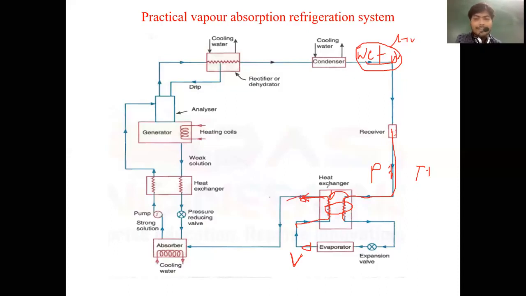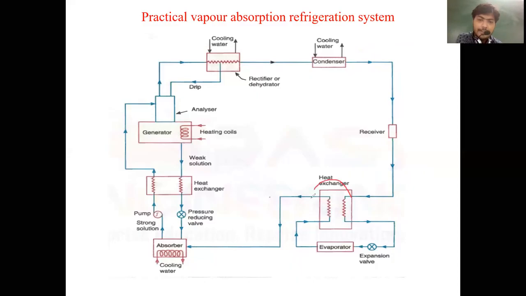So the main thing is that in the heat exchanger, heat is transferred from the liquid refrigerant to the vapor refrigerant, because one is a low temperature vapor and the other is a high temperature liquid. Due to the temperature difference, heat is transferred. Then this low temperature liquid refrigerant passes into the expansion valve and then the evaporator, where heat is absorbed from the desired place, then passes through the heat exchanger and goes to the absorber.